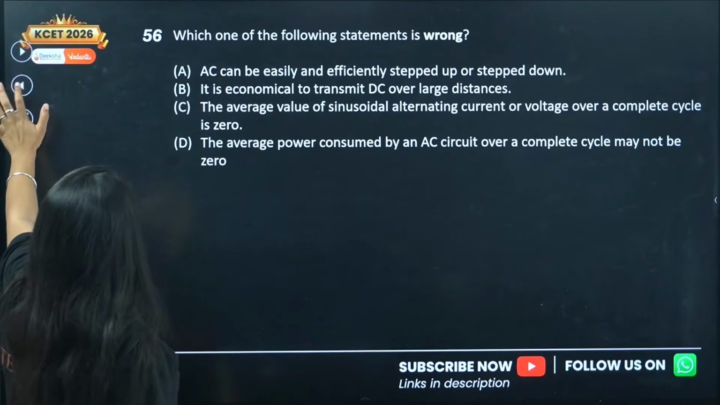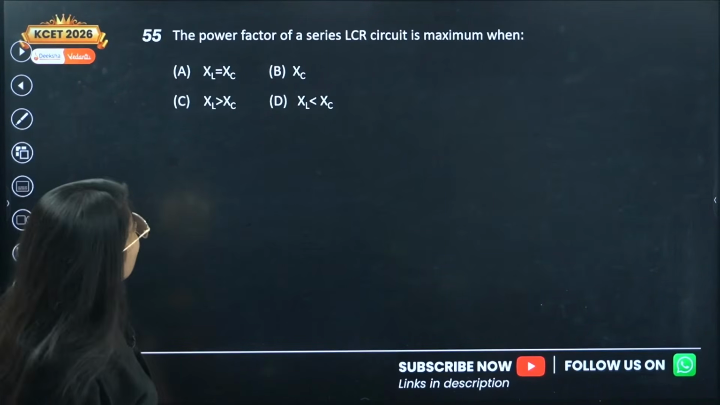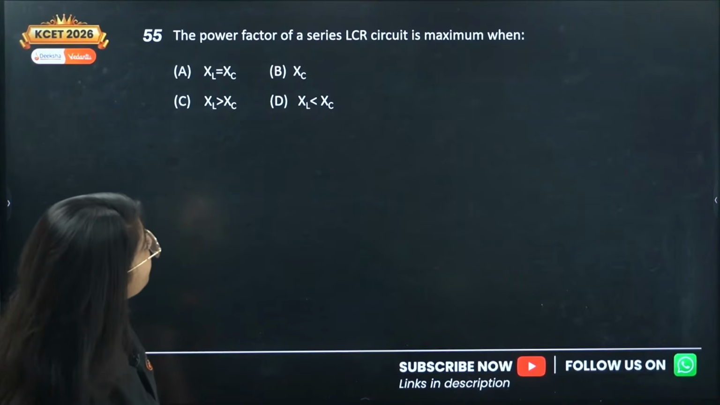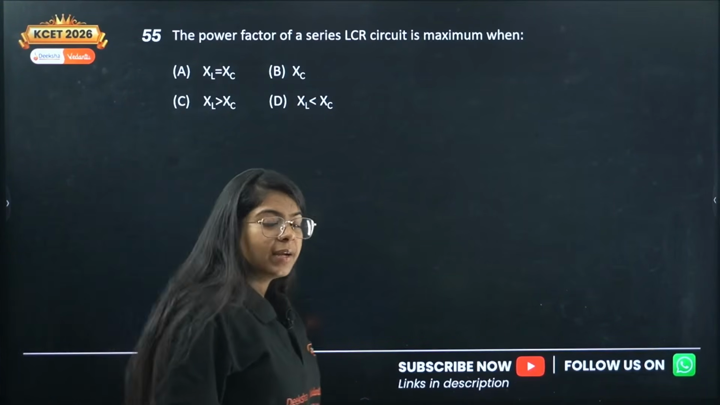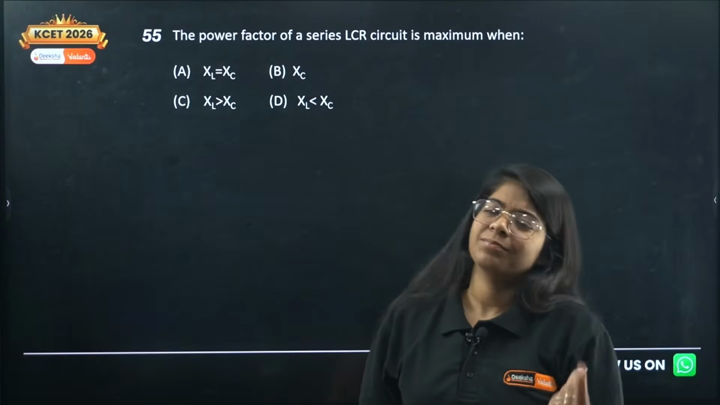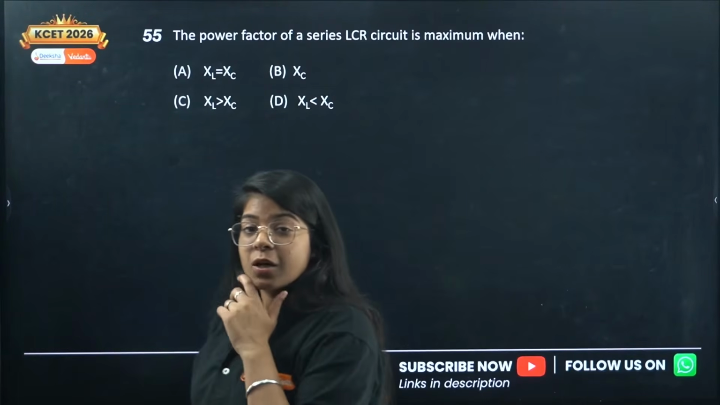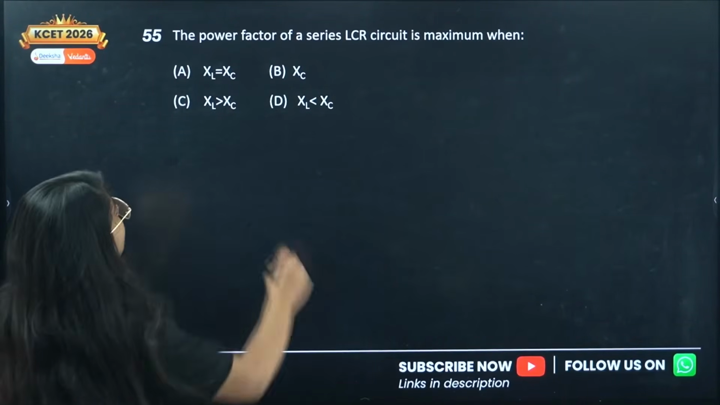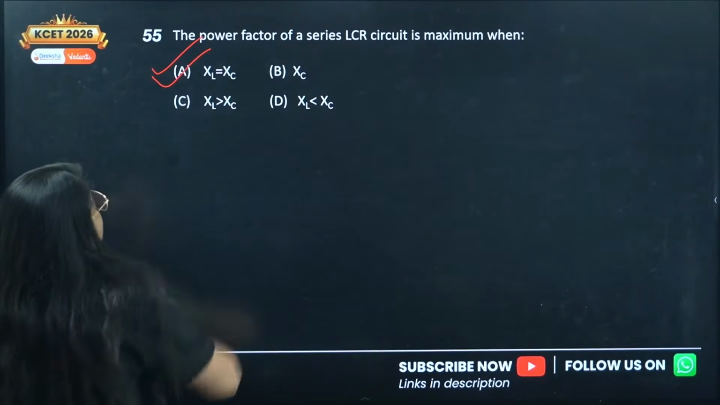Okay, 55th question says the power factor of a series LCR circuit is maximum. It is maximum at resonance, that is when XL is equal to XC.